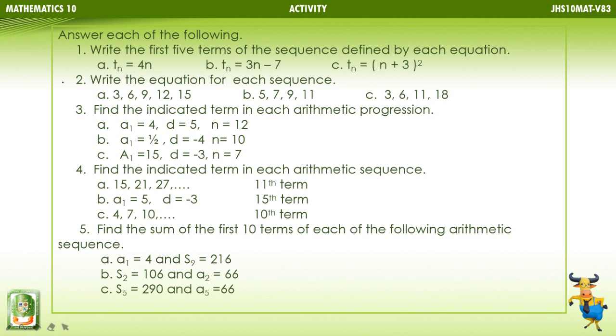5. Find the sum of the first 10 terms of each of the following arithmetic sequences. A. a sub 1 equals 4 and s sub 9 equals 216. B. s sub 2 equals 106 and a sub 2 equals 66. C. s sub 5 equals 290 and a sub 5 equals 66.